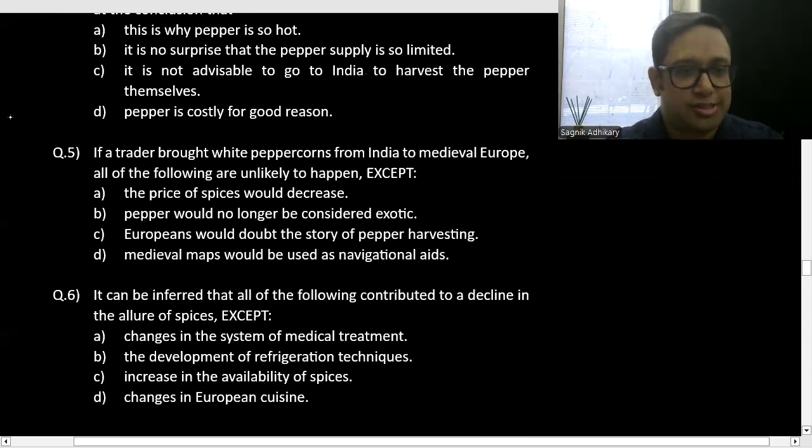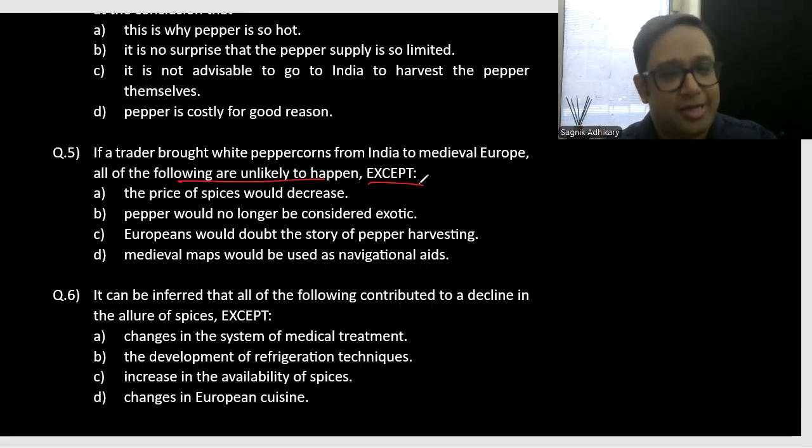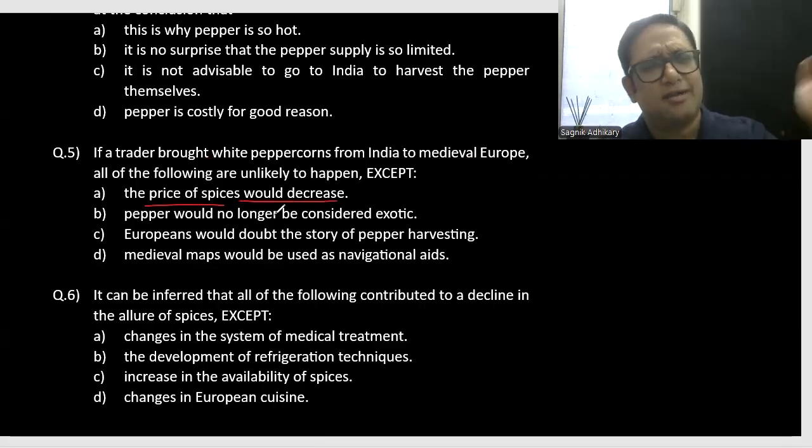So looking at the options, all of the following are unlikely to happen except, so what is likely to happen in this scenario if a trader brought white peppercorns from India to medieval Europe? What is likely to happen? The prices of spices would decrease. No, it is still a faraway land.